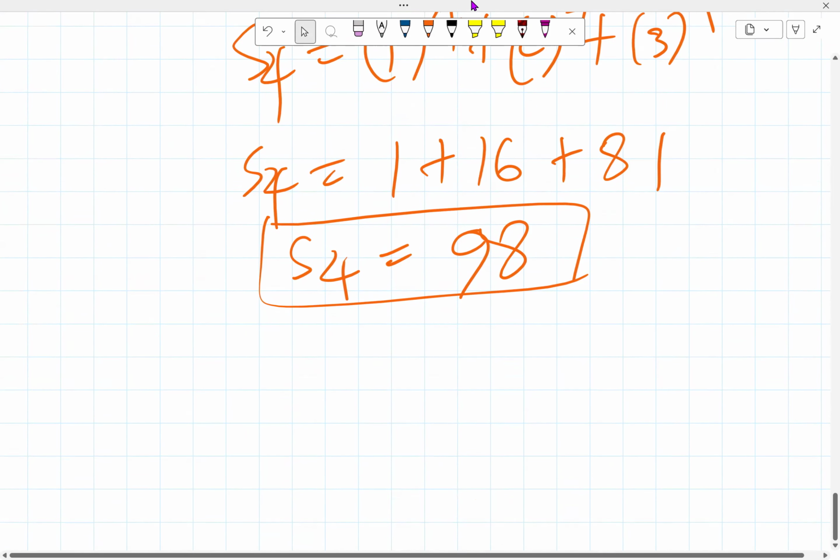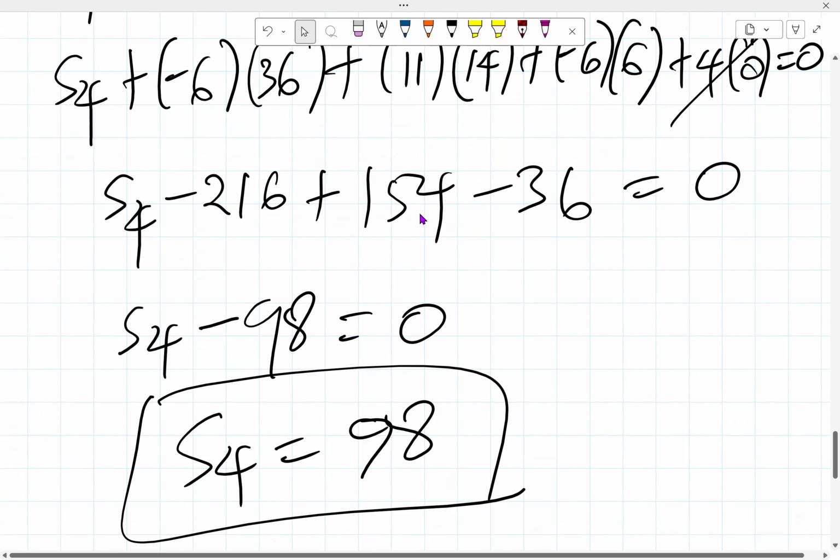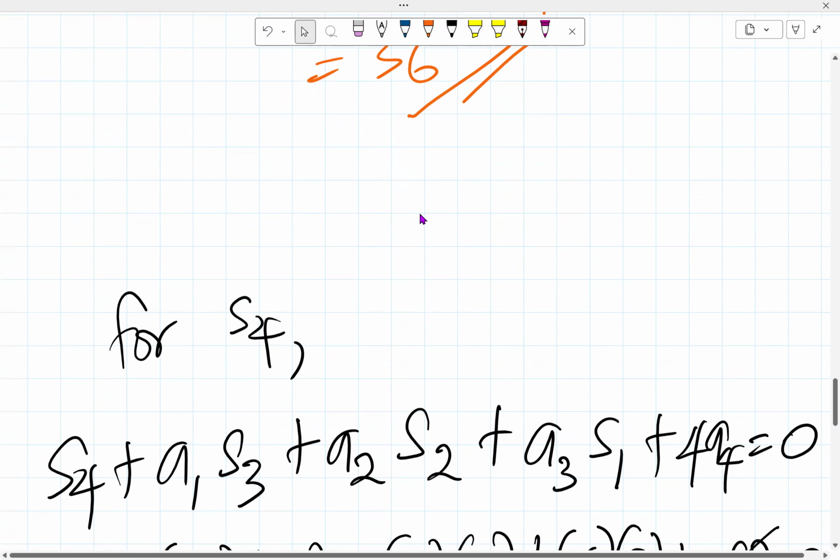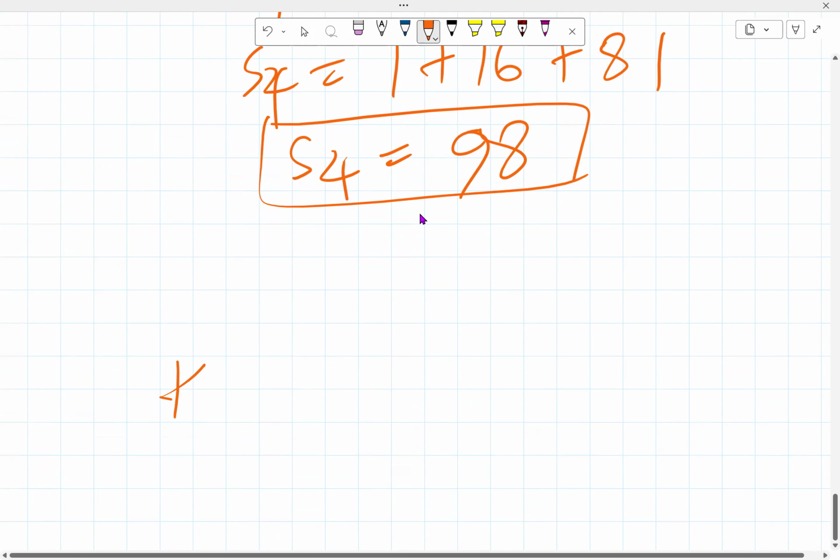So with that, we come to the end of that. So you see, we can find S4. Because of course we know that the A4 is 0, but n is 3.